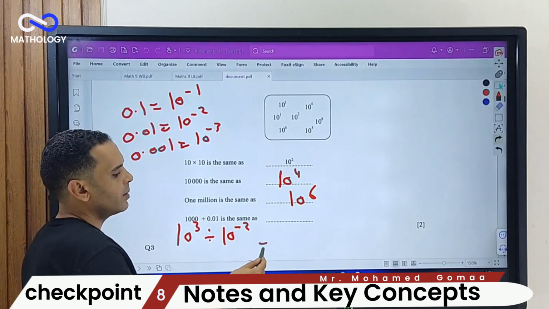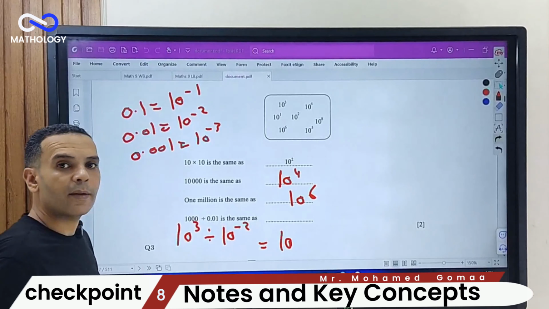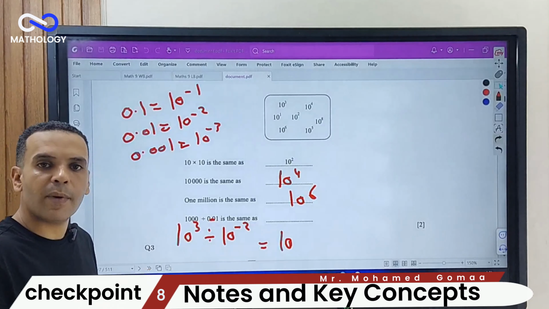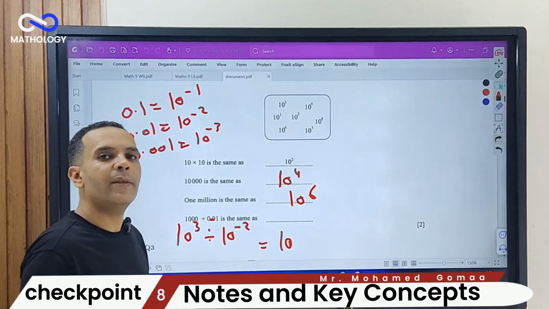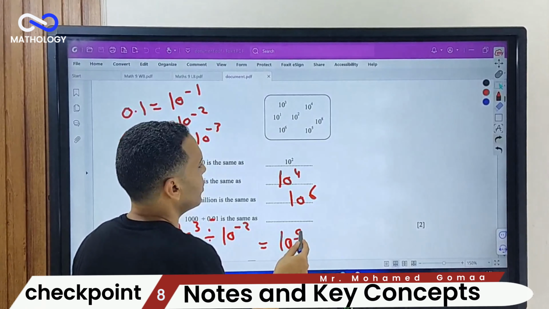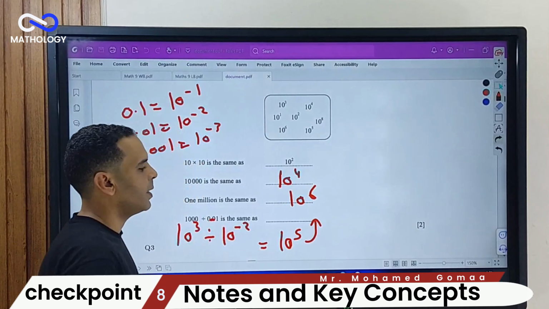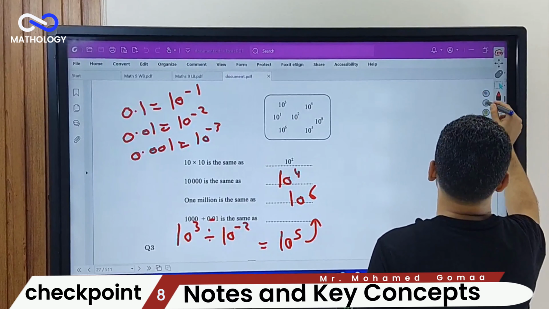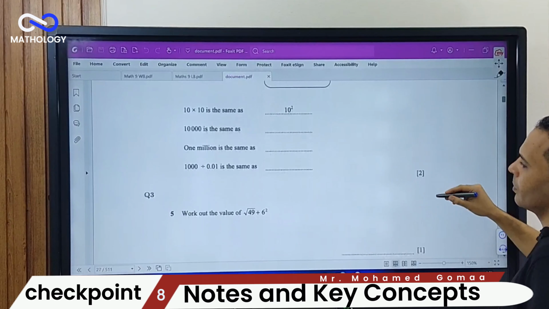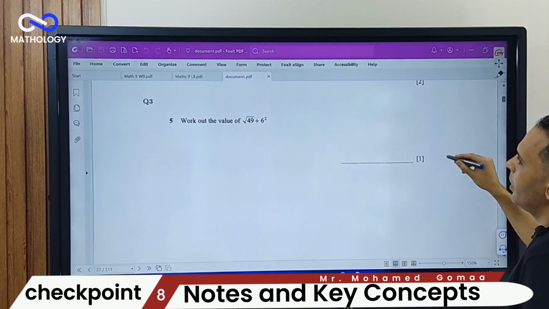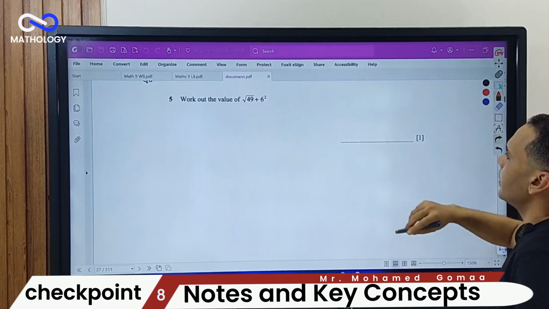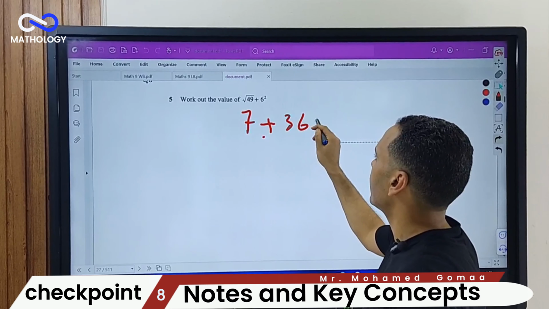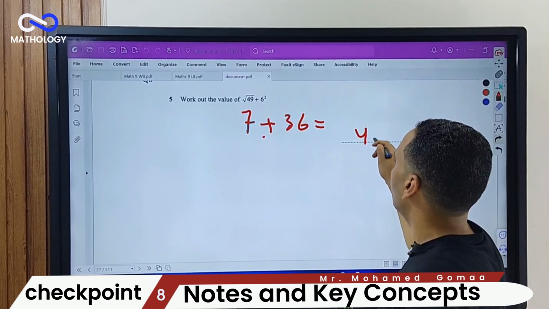When we divide, we keep the same base and subtract the powers. 3 minus negative 2 will be 3 plus 2, which equals 5. It will be 10 power 5. Here, right? 10 power 5. Square root of 49 equals 7, plus 6 power 2 which is 36, it will be 43.